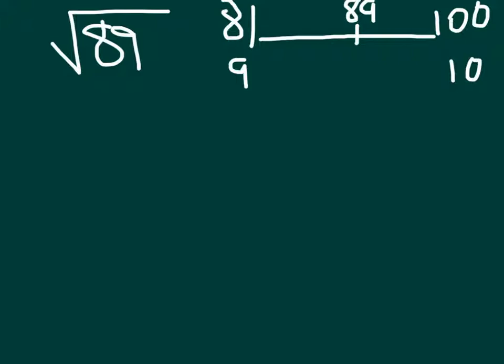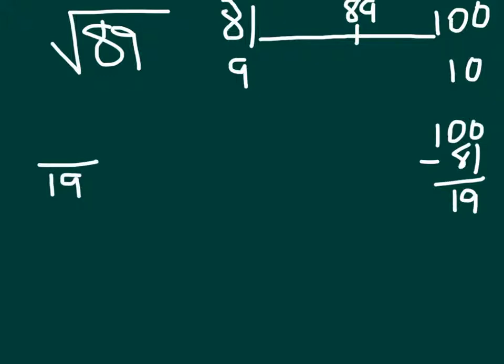So how far is it from 81 to 100? We go 100 minus 81 gives us 19. And we take that 19 and we put it in the denominator of the fraction. Then we come back and we say, okay, now how far is it from 81 to 89? And we go 89 minus 81 gives us 8. And we take that 8 and we put it in the numerator of the fraction. And now our job is to change that into a decimal.